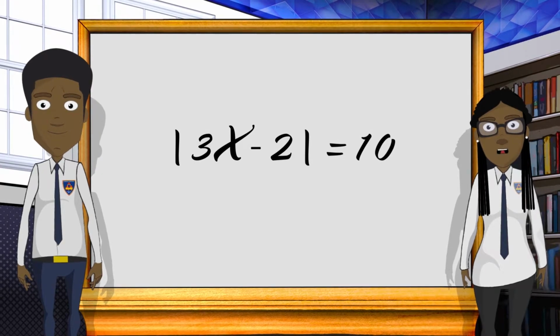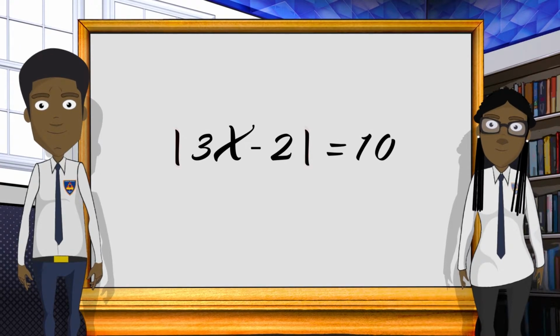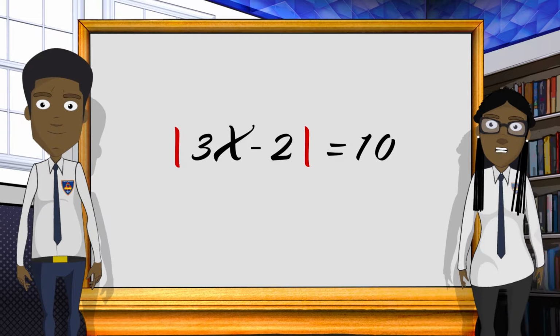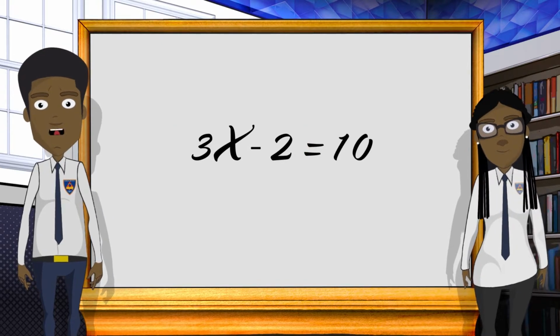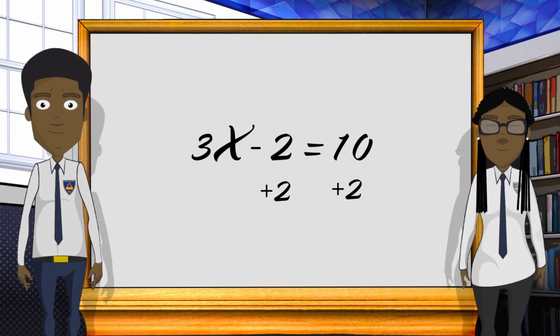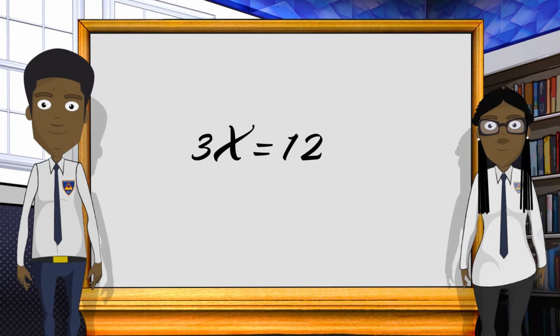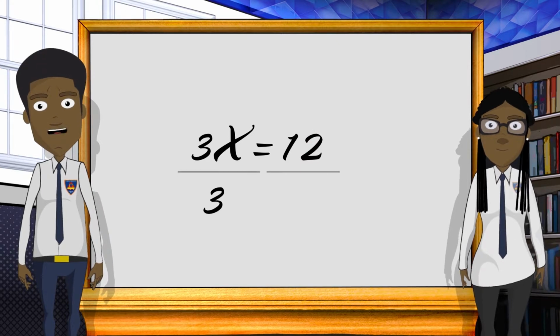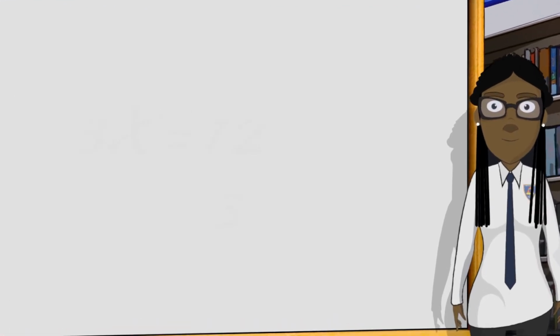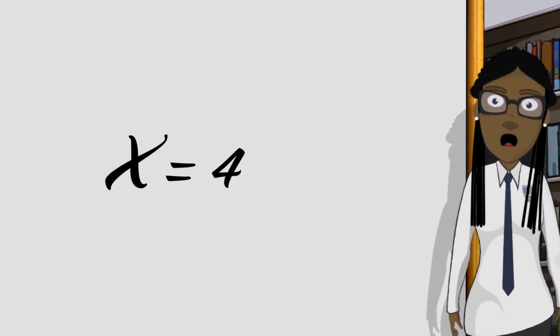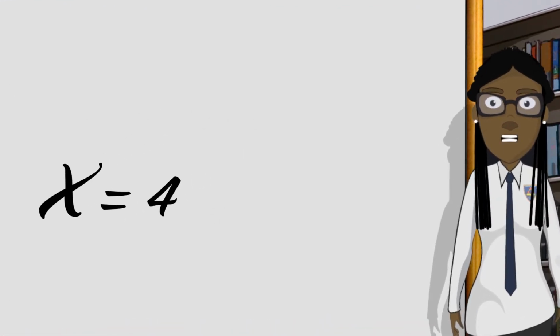Now that our absolute value is alone on one side, we simply remove the absolute value bars and then solve for x. Now, we start isolating the x by adding 2 to both sides. Then, we divide by 3. The first value we have for x is 4, but we're only halfway there.